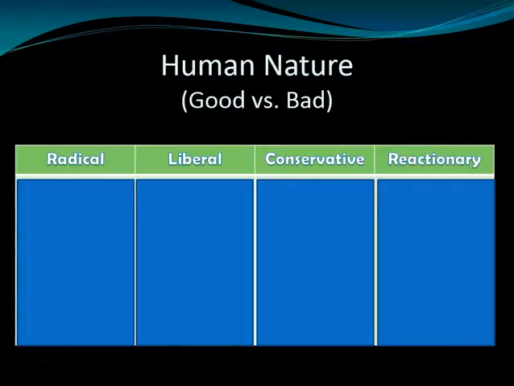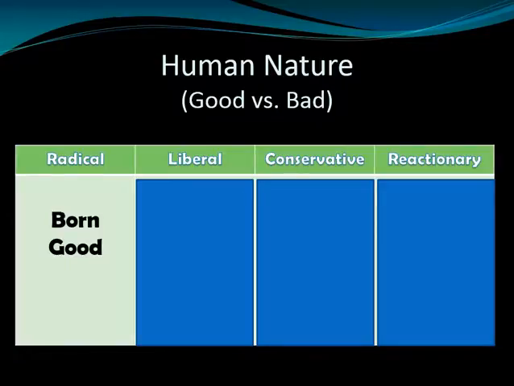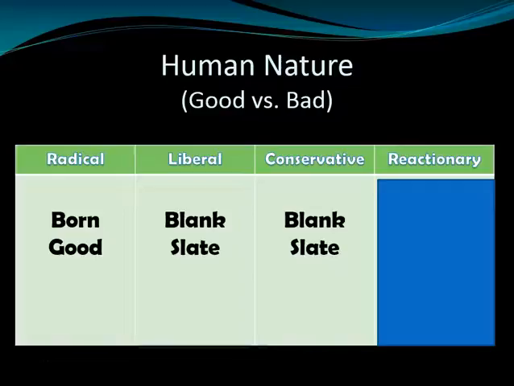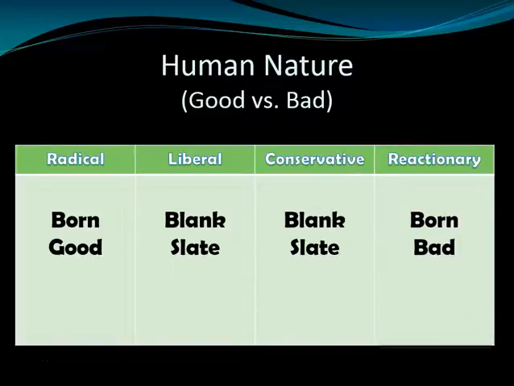When we look at the idea of human nature, good versus bad, it doesn't mean that people are ultimately good people or bad people, but sort of where people are born. If we looked at the state of nature, would people do the right thing? And if you are a radical, you would believe that people are born good. In the state of nature, people would do the right thing if there were no laws in place. Liberals, of course, believe that people are a blank slate. Conservatives also believe people are a blank slate. And reactionaries would believe that people are born bad.